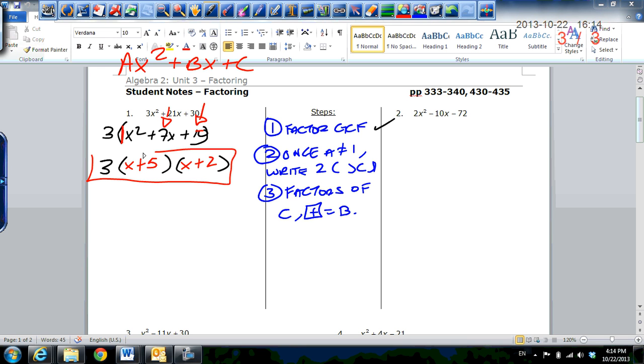You can write it any way you want. You can do x plus 2 and then x plus 5. The 3 just has to be on the outside. So we factored it out, we rewrote it, and we factored completely there.